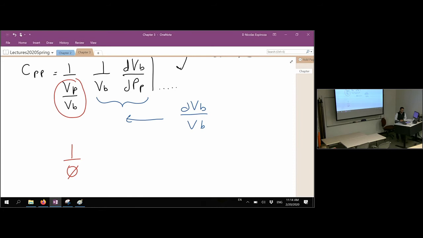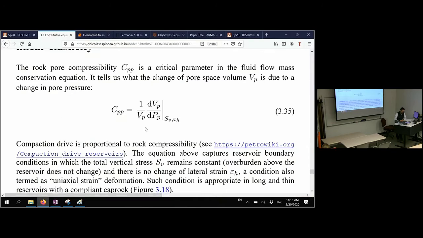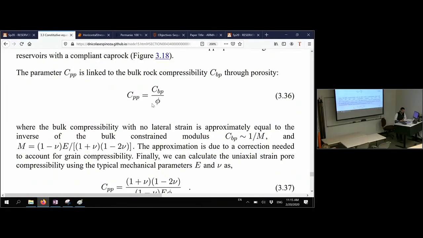Does that ring a bell in your mind of something we have seen before? Volumetric strain, very well. This is a volumetric strain. So what you see in here now is the variation of volumetric strain due to a variation of pore pressure. And that term is going to be related to the bulk compressibility of the rock. And that bulk compressibility of the rock is going to be this term over here.